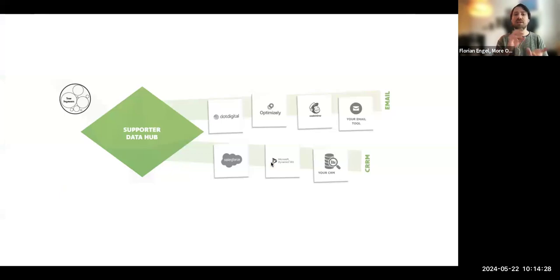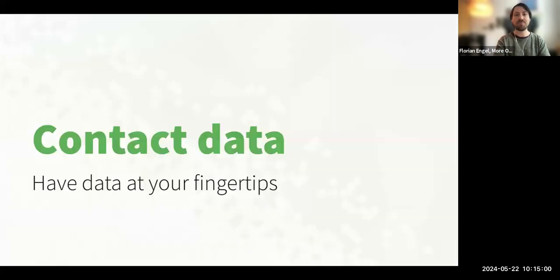And as I've mentioned, the supporter data hub is the place where we prepare all the data, including the segmentation or the contact information, your supporter base, basically. And we prepare that data in a way that we can then easily integrate with email marketing systems or CRM systems of different kinds. Sorry, I'm conscious there's a typo here. It's supposed to be CRM. So systems like .digital, Optimizely, MailChimp, and CRM systems like Salesforce and Microsoft Dynamics.